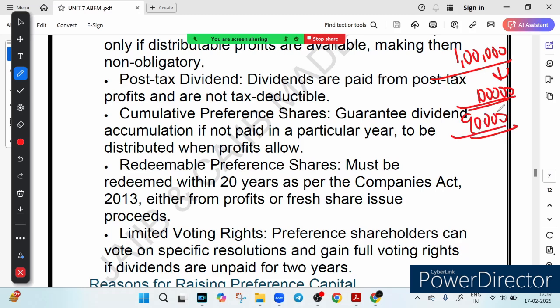But what about preference dividend? They are paid to preference shareholders before regular equity dividends are distributed. They are a fixed amount. So this means the company cannot subtract the dividend payment from its profit while calculating the tax.